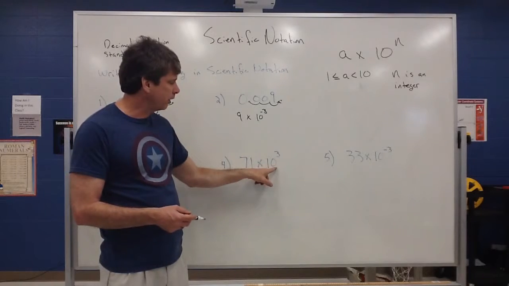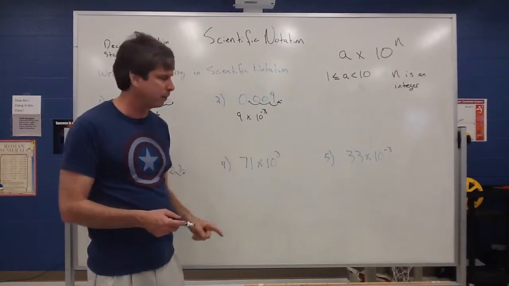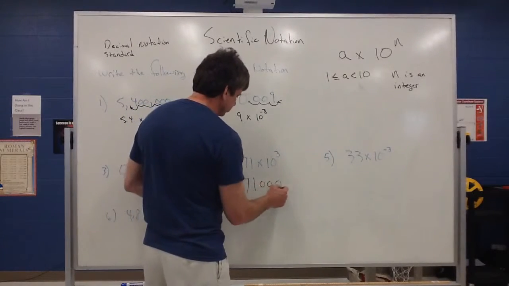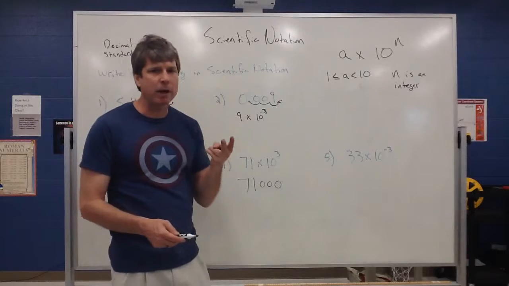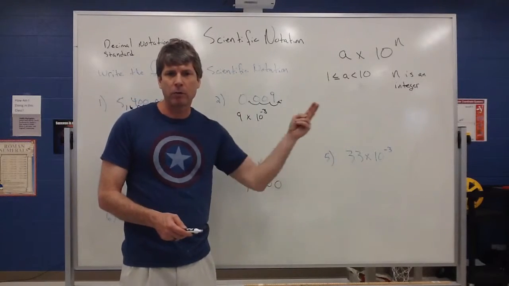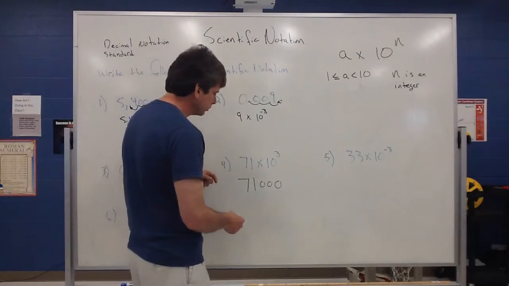I know that 10 to the 3rd basically means to multiply by 10 3 times. So in other words, that's just going to change that to 71,000. Because each time you multiply by 10, that's going to increase your place value by a place spot. So I'm going to move my decimal 3 places to the right, or in other words, add 3 zeros.